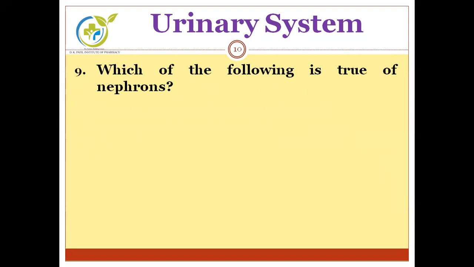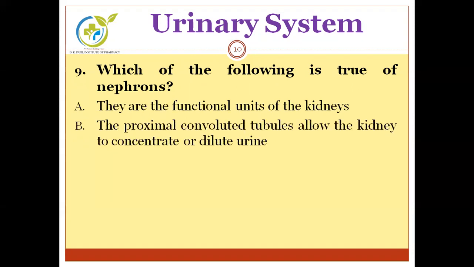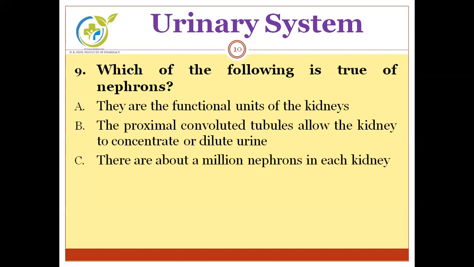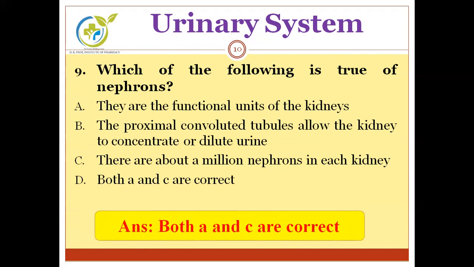Moving to the next question. Which of the following is true for nephrons? A. They are functional units of kidney. B. The proximal convoluted tubules allow the kidney to concentrate or dilute urine. C. There are about million nephrons in each kidney. And last, D. Both A and C are correct. Can you guess the correct answer? The correct answer is last D, that is both A and C options are correct.